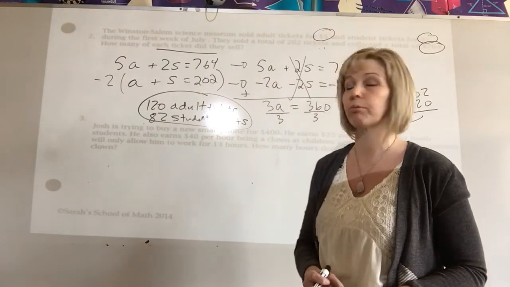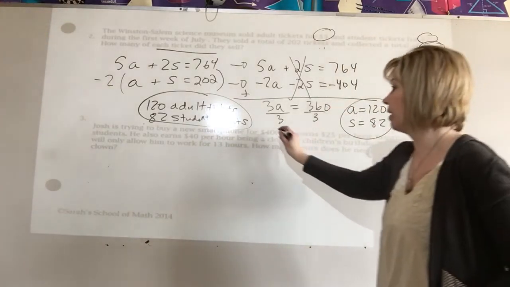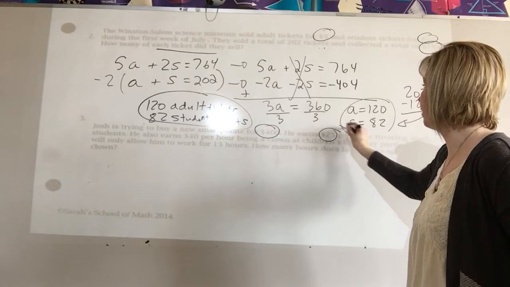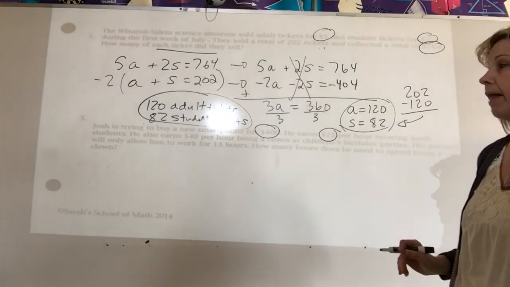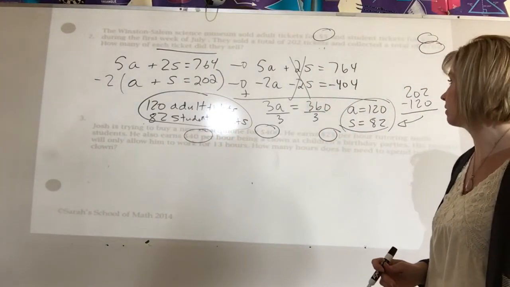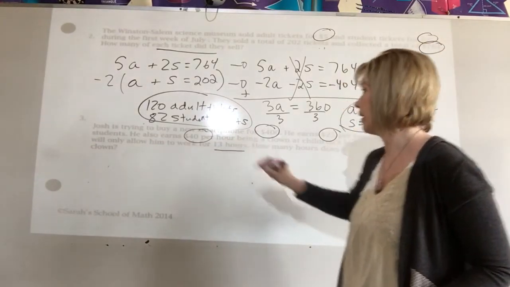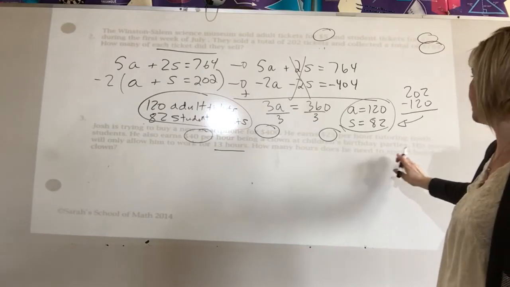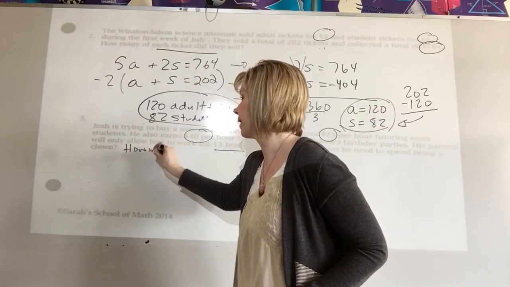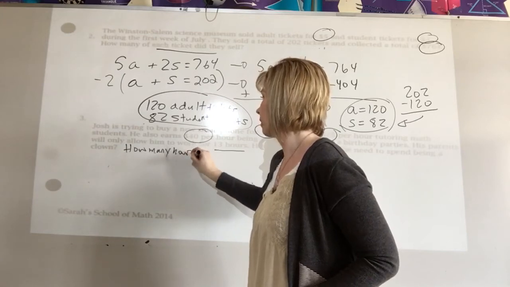that were sold. Okay, so again, I want you to read question 3 and go think through and circle the important information, and I'll show you this one last problem. All right, so question 3, we have Josh is trying to buy a new smartphone for $400. So I'm going to just circle the money right now. He earns $25 per hour tutoring math, and he also earns $40 per hour being a clown for a child's birthday parties. His parents only allow him to work 13 hours each week. How many hours does he need to spend being a clown? And again, I want to know how many hours tutoring as well. I want both variables identified.